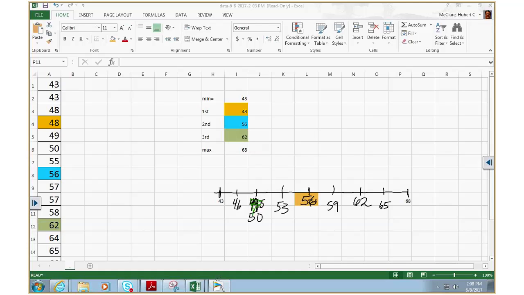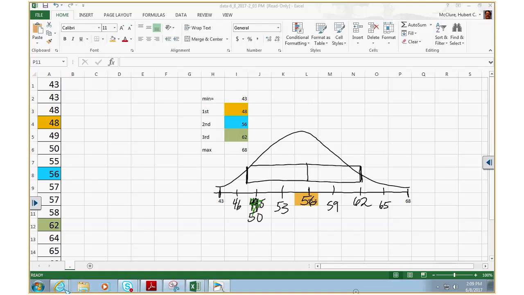All right? First, 48. 48 is right in here. Your 62 is right here. And the median is 56. So is this a normal distribution? Yeah. Pretty much. That's how you do your 5-number summary.